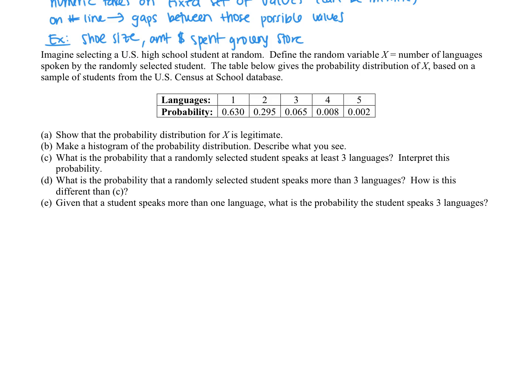How do we know that this is a discrete random variable? How do we know this is discrete? There is a finite, fixed set of values because it's taken off of data. It is a fixed set of values. Right, you can't speak 1.3 languages. A, show that the probability distribution is legitimate. We've done this before. All of those probabilities have to sum to 1.